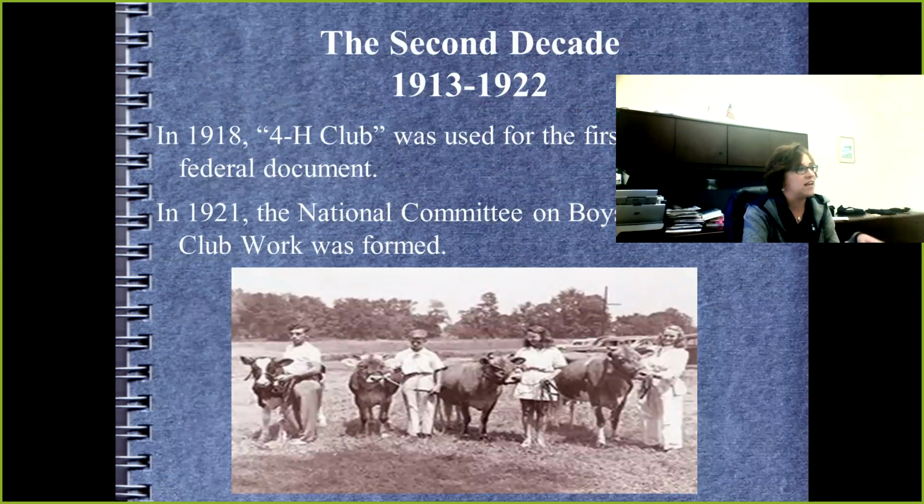So then the second decade came about of 4-H, and in 1918, the term 4-H club was used for the first time in a federal document. And then in 1921, the National Committee on Boys and Girls Club Work was formed. So that was kind of the start of National 4-H headquarters and looking at 4-H on a national level.